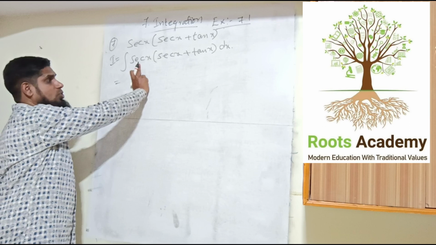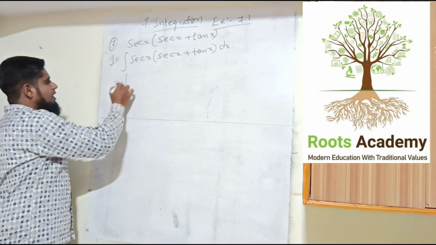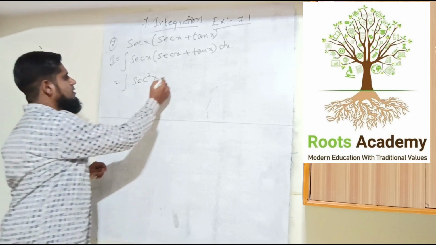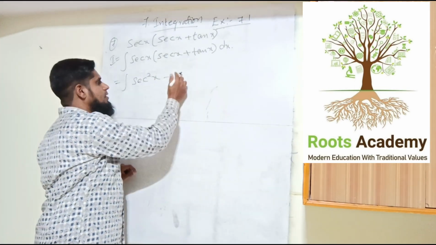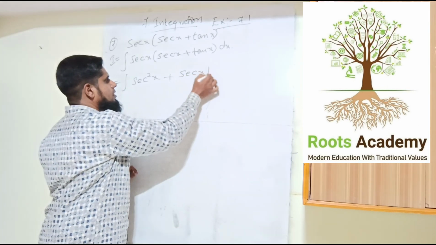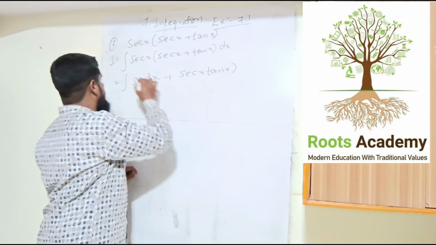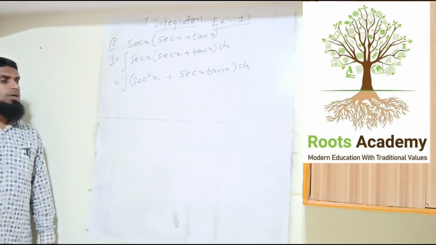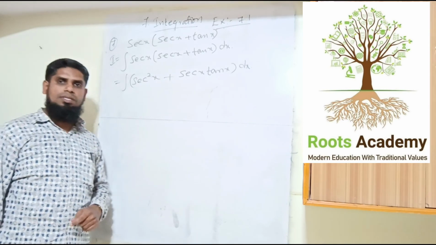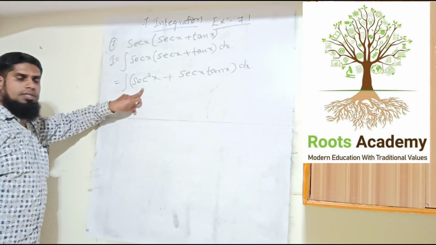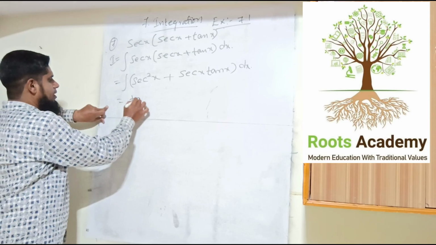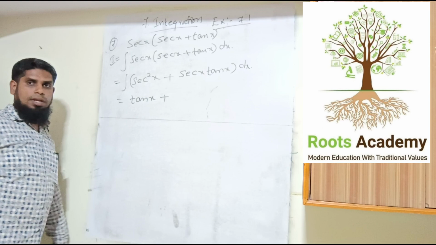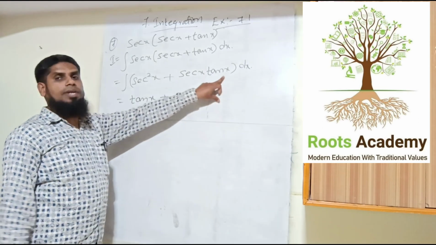Now let us multiply these two things. So secant into secant is secant square x, plus secant into tan is secant x into tan x, into dx as it is. What is the integration of secant square x? We have a direct integration of secant square x. Its answer is simply tan x, plus as it is now. Next, the integration of secant x into tan x.